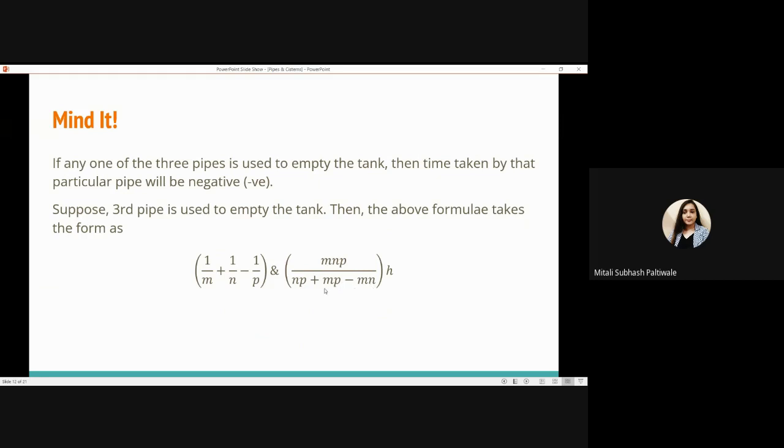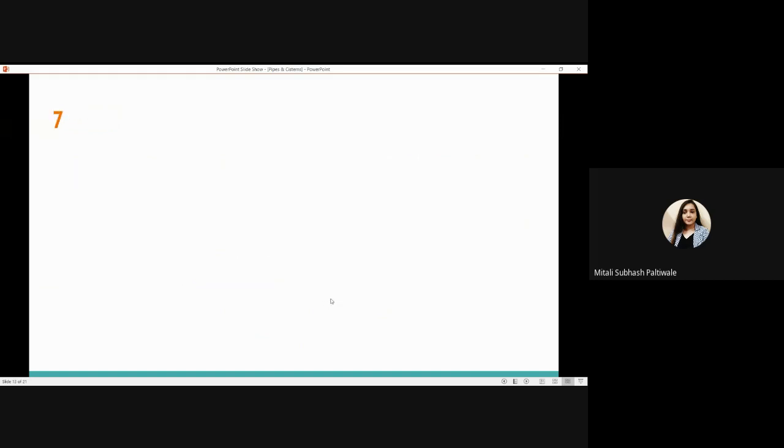MNP by NP plus MP minus MN. So this would be the time taken, and this is just a formula. Yeah, this is by 1 hour and this is the entire time. Okay. Now let's get on to the example based on this.